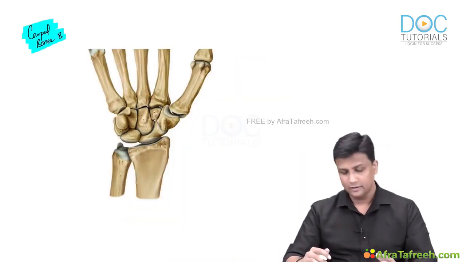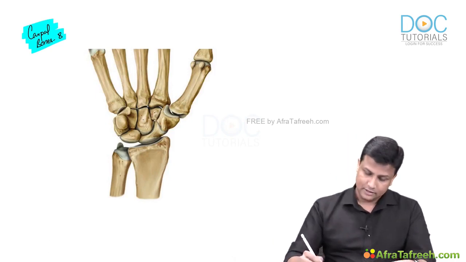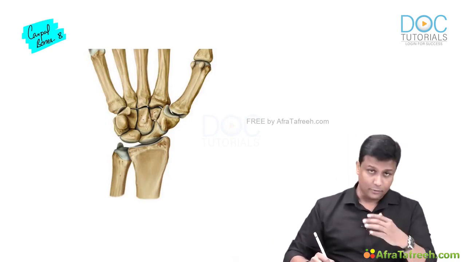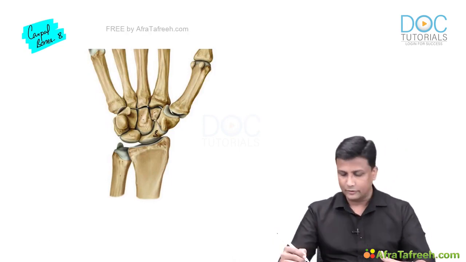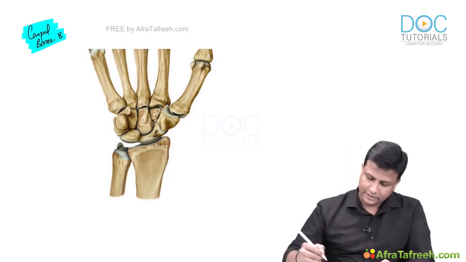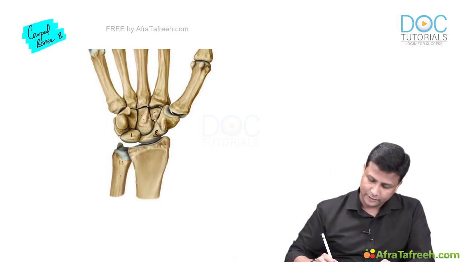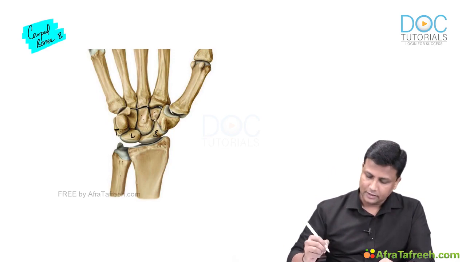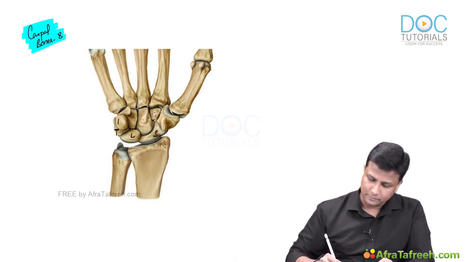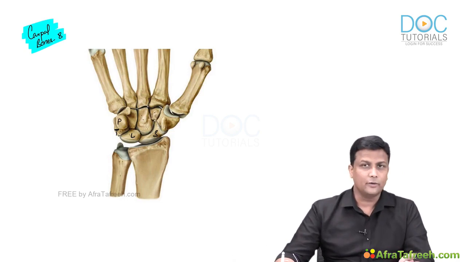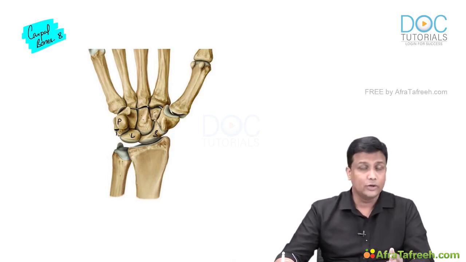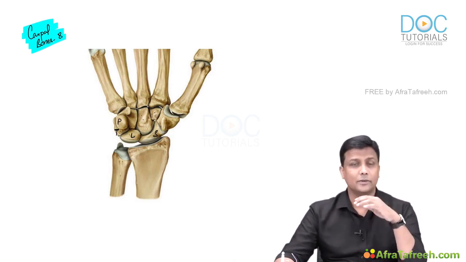First of all in the diagram here, then we'll draw our simple diagram. In this diagram, first of all in the proximal row, you are able to see the scaphoid. And then medial to that there will be lunate. Then this bone will be triquetrum, and above that you are able to see one small bone, that is your pisiform. So scaphoid, lunate, triquetrum and the pisiform, these 4 are present in the proximal row.